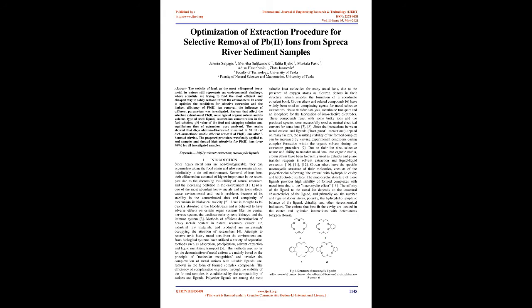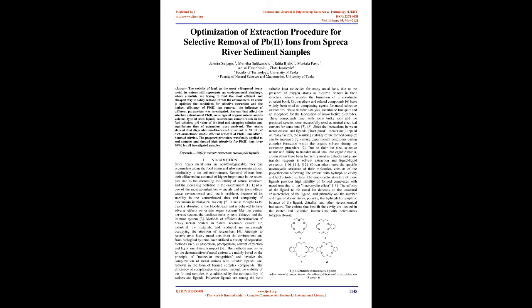In order to optimize the conditions for selective extraction and the highest efficiency of Pb(2+) ion removal, the influence of different parameters was investigated. Factors that affect the selective extraction of Pb(2+) ions: type of organic solvent and its volume, type of used ligand, counter-ion concentration in the feed solution, pH value of the feed and stripping solution, and equilibrium time of extraction, were analyzed.